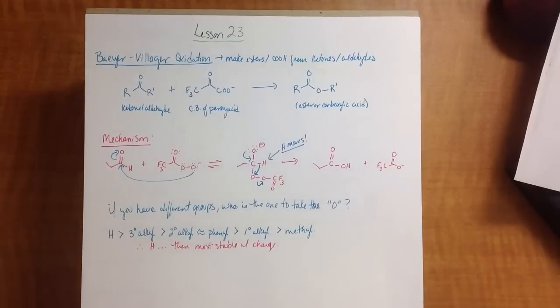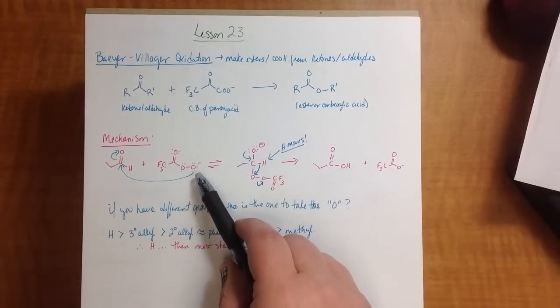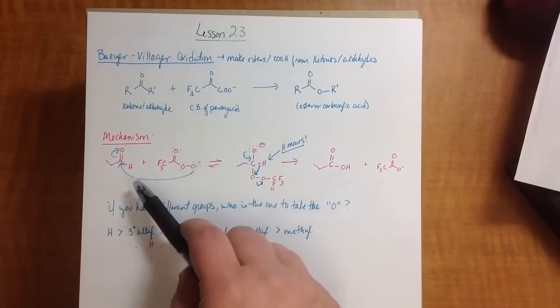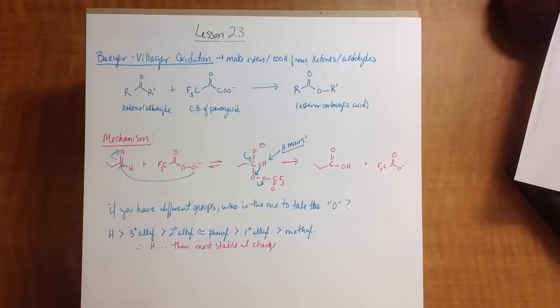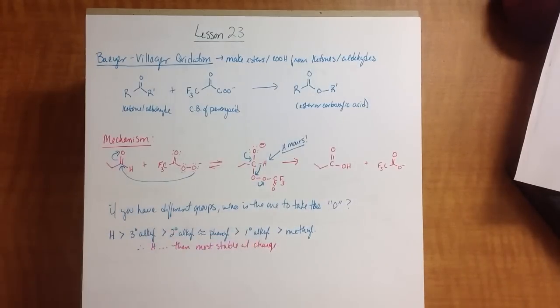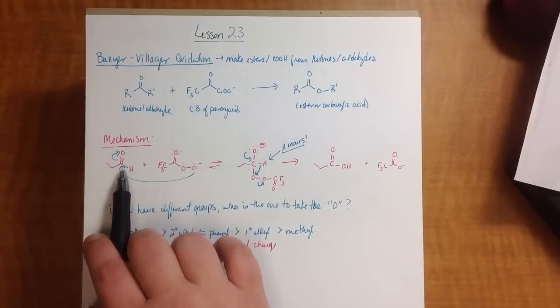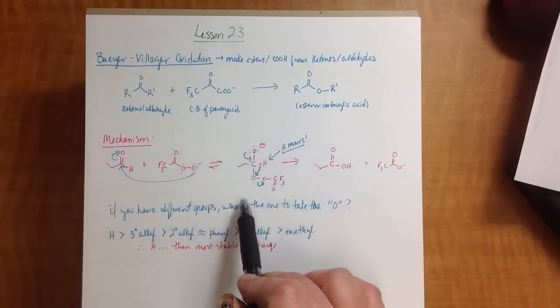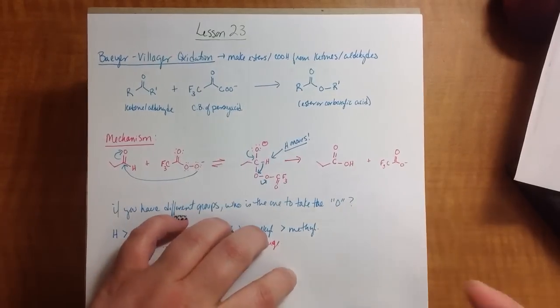So, here's how this works. The negative charge on that oxygen right there will come in and attack here. Again, it's the most electrophilic site that we have here. And this again could be an aldehyde or a ketone, either one. And then we get this crazy intermediate. Okay, so here's what's happening.